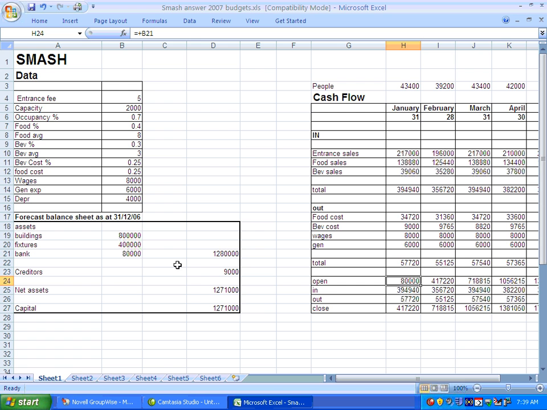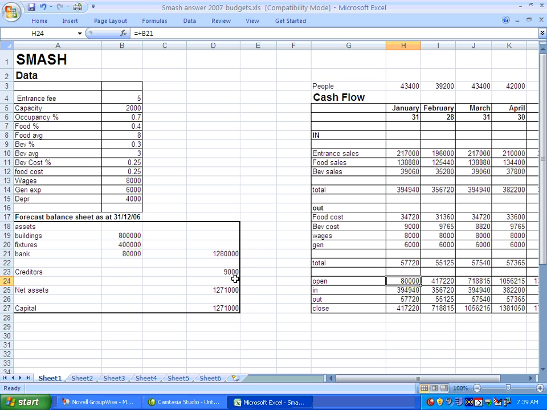Okay, so we've got to take some figures from here. We've got buildings and fixtures in here. Now that means we've already got them. We don't need to buy them again, so there's no money leaving here to buy fixtures and buildings. And also the same with capital. That capital's already in the business. We don't have to bother about putting it in again. So just be careful of that. You don't need to put that in again. It's already there. But what we have got, we've got money in the bank there.